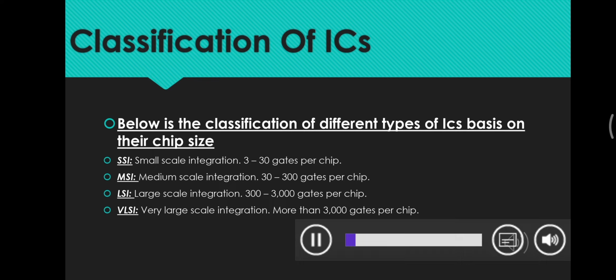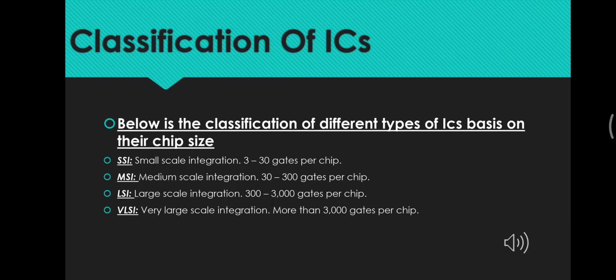Classifications of ICs. Below is the classification of different types of ICs based on their chip size. First, SSI, small scale integration, 3 to 30 gates per chip. Second, MSI, medium scale integration, 30 to 300 gates per chip. Third, LSI, large scale integration, 300 to 3000 gates per chip. And fourth, VLSI, very large scale integration, more than 3000 gates per chip.